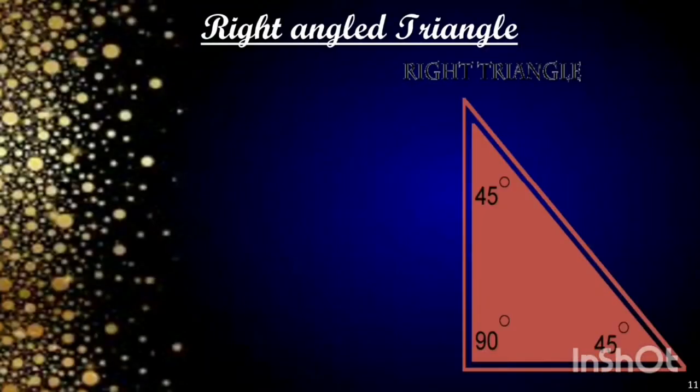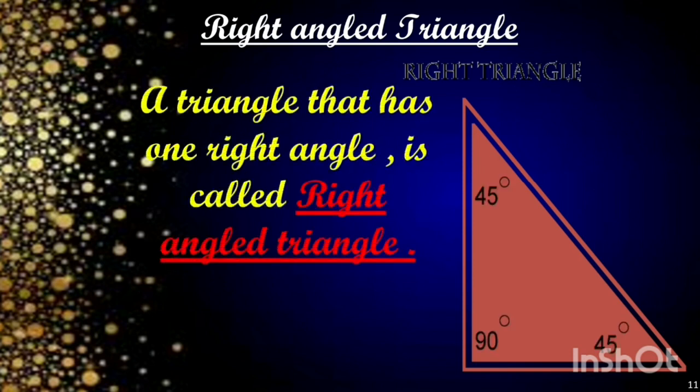Similarly, our last is Right Angle Triangle. A triangle that has one right angle is called Right Angle Triangle. That means one of the angles should measure 90 degree.